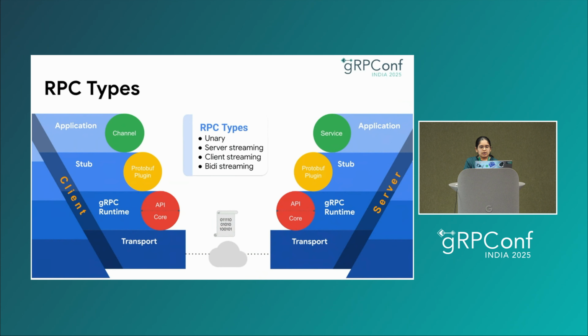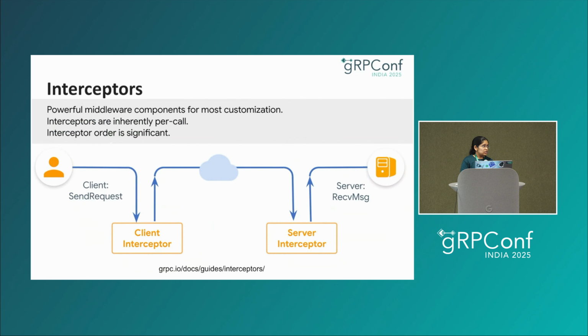So that was all about a gRPC lifecycle. Now that we've covered it, let's go on to a few more important features of gRPC. The first one is interceptors. gRPC interceptors are powerful middleware components in the gRPC framework that allow you to intercept and modify gRPC calls before or after they reach their intended destination.